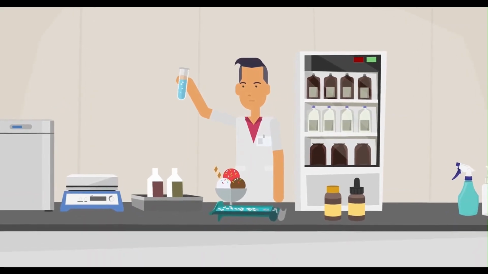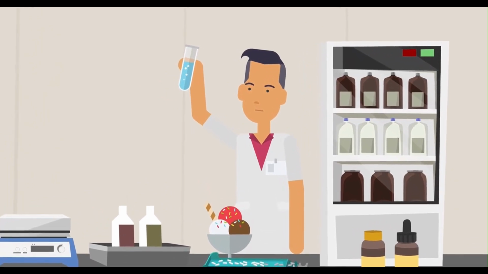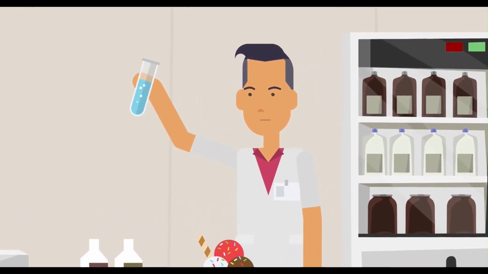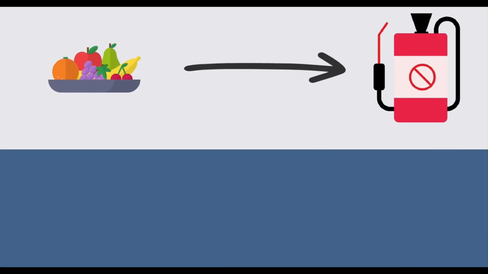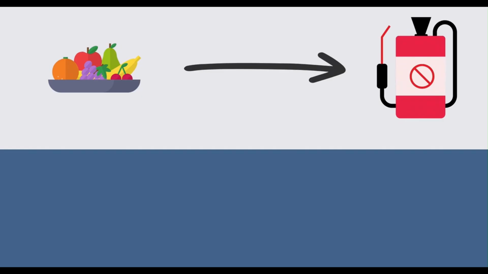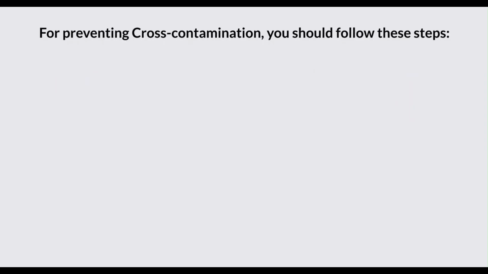Food testing laboratories usually test food for pathogens and chemicals. Often this is done according to the most likely risks for any given food type or group. For example, fruits would be tested for pesticides rather than antibiotics, which are more likely to be found in meat. Poultry is routinely examined for bacterial contamination by the likes of Salmonella or Campylobacter. For preventing cross-contamination, you should follow these steps.